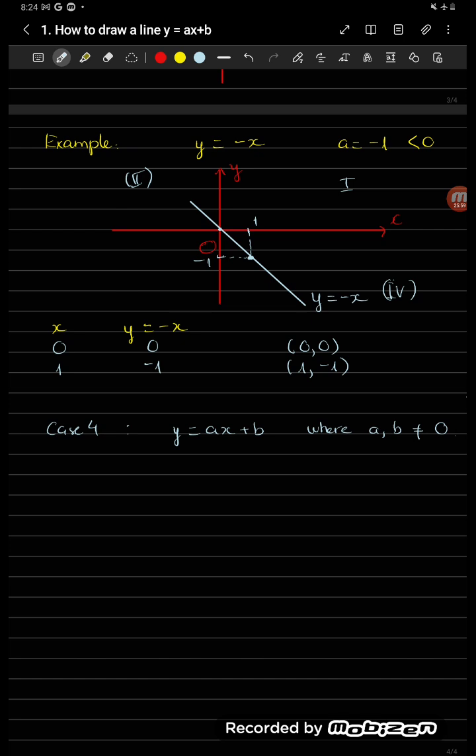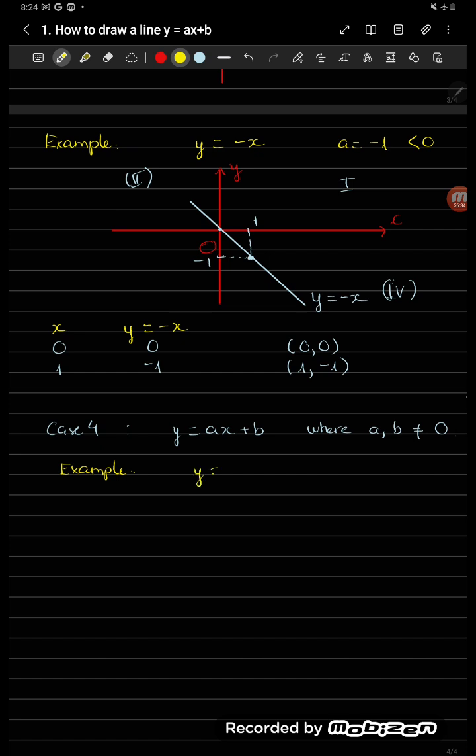But in the case of y equal to ax, it always passes the origin, so you only need to take 1 more point. But for the most general form, y equal to ax plus b, with a and b not 0, you need 2 points. Now you don't have the origin, so that's why you need to find 2 points based on the equation. In this case, we just go straight to an example, then it is easier to see.